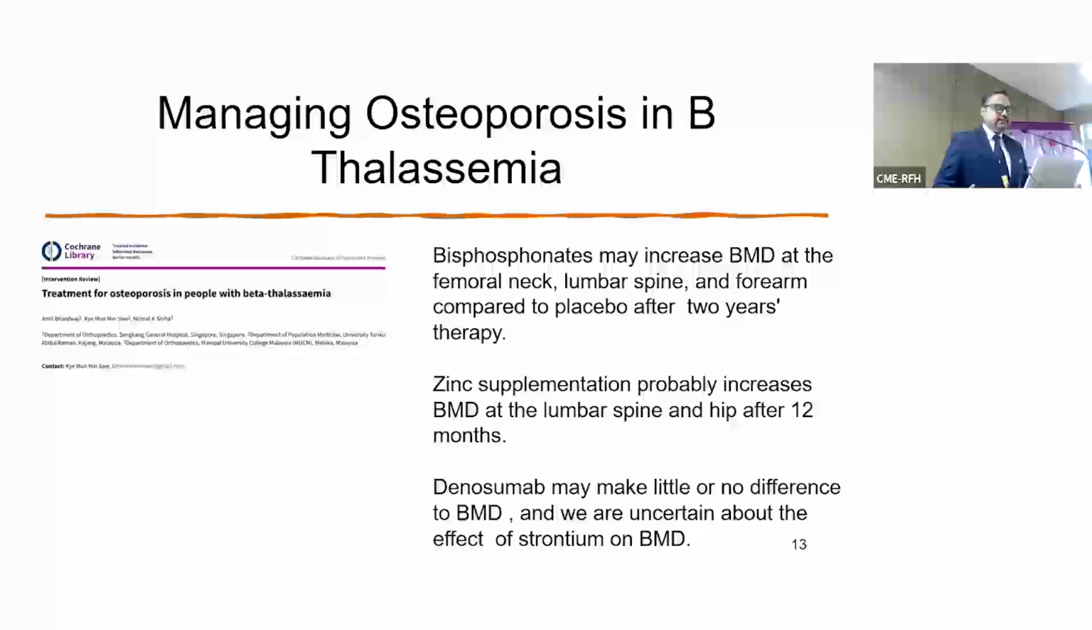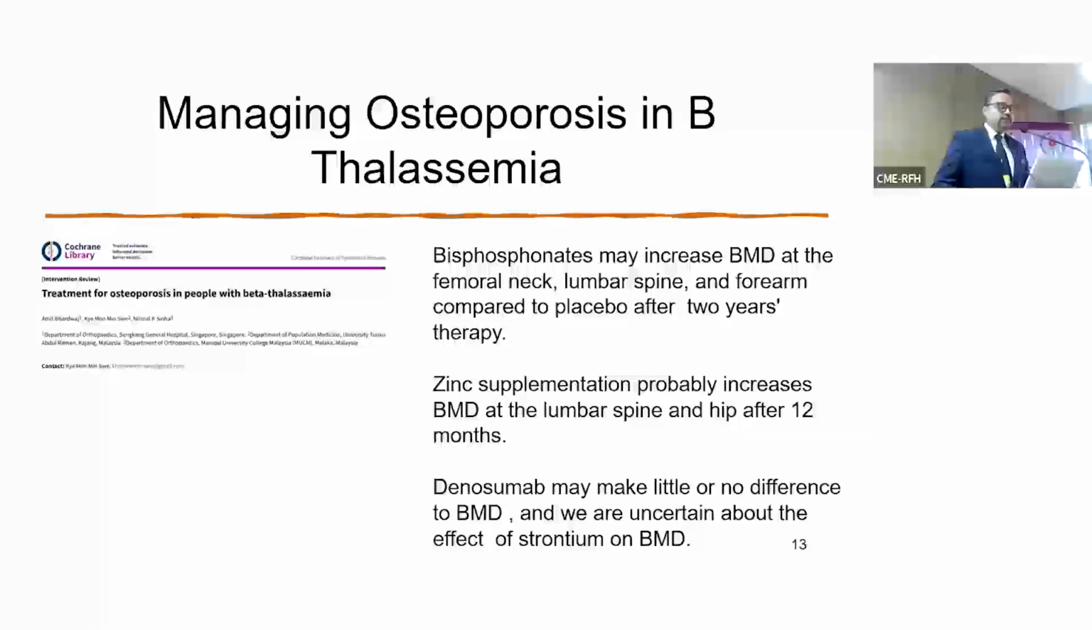Now, if you look at management of osteoporosis in thalassemia, this is a Cochrane review, essentially, which picked up multiple studies. And what they found, as Dr. Abhishek also mentioned, is that bisphosphonates may increase the BMD, especially around the femoral neck, lumbar spine, and forearm. Again, as I said, you need to look at the Z scores and not the T scores, and you have to match them with the age of the patient, the weight of the patient, and the skeletal age. So all these things need to be matched.